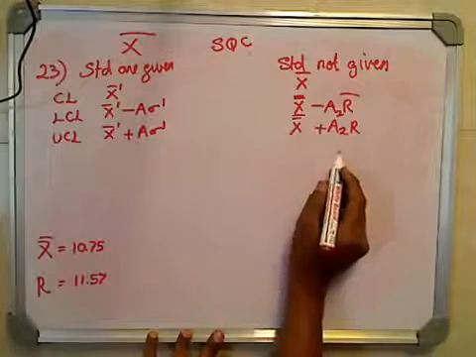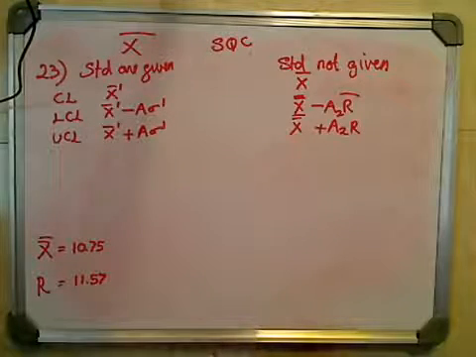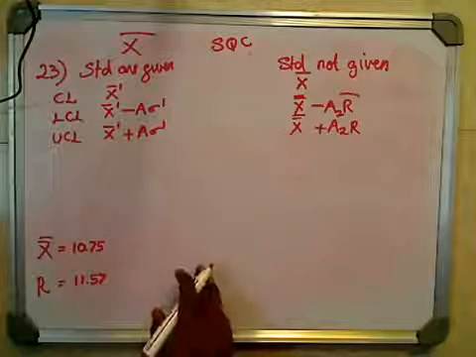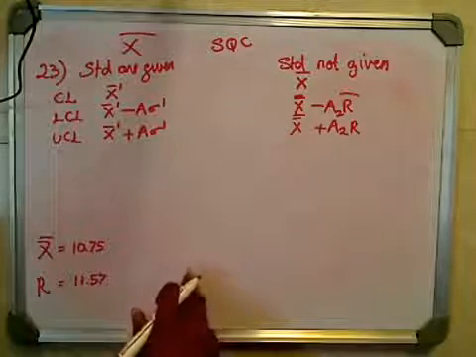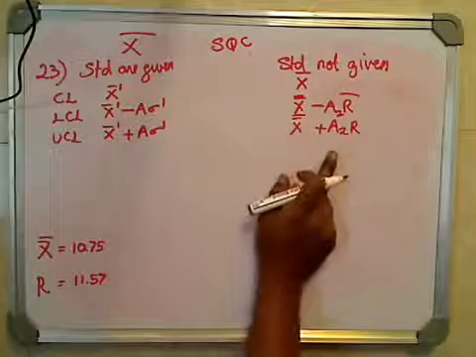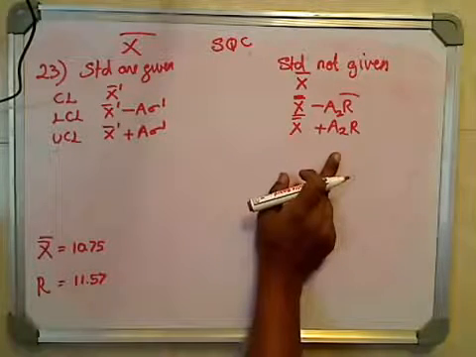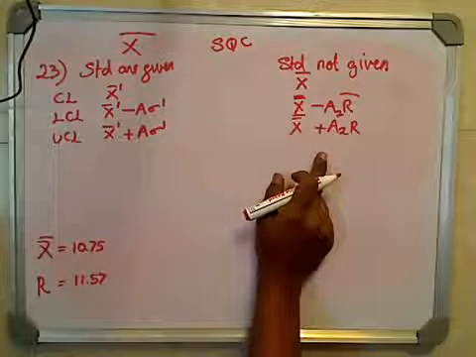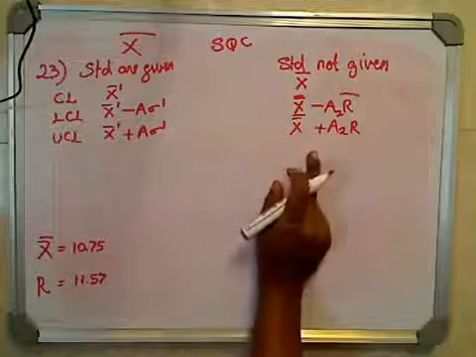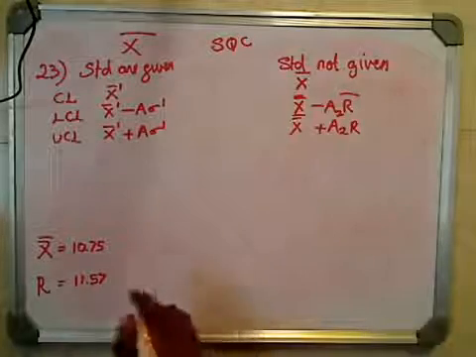For example, the sample that you've drawn here has a size of 4. In case the sample size is 5, the values of A and A2 will differ. So remember those values. The only way you can remember them is by memorizing them. So now let's go about calculating these values.